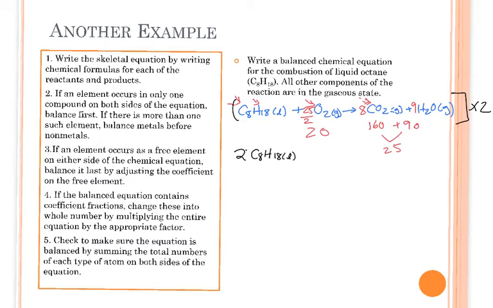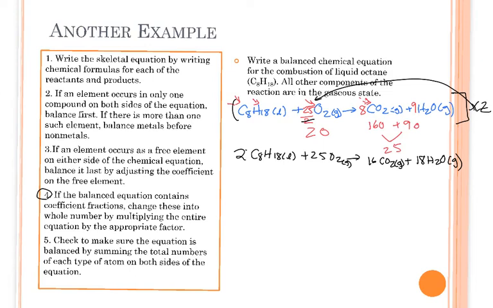2C8H18. Now when I carry this through, this cancels out, and I have 25 oxygens. And here I have 16 carbon dioxides, and then I have 18 waters. Okay, so this was my 4th step. When I had a fraction, I had to get rid of it by multiplying the whole number by 2.